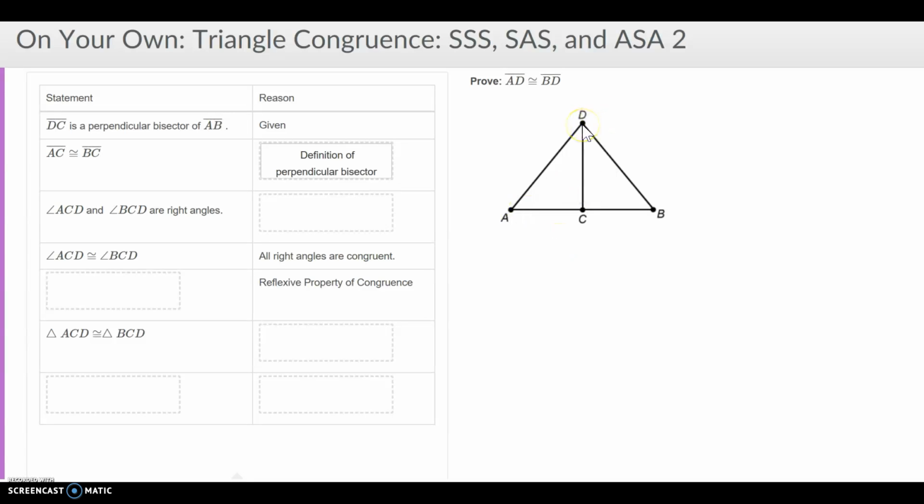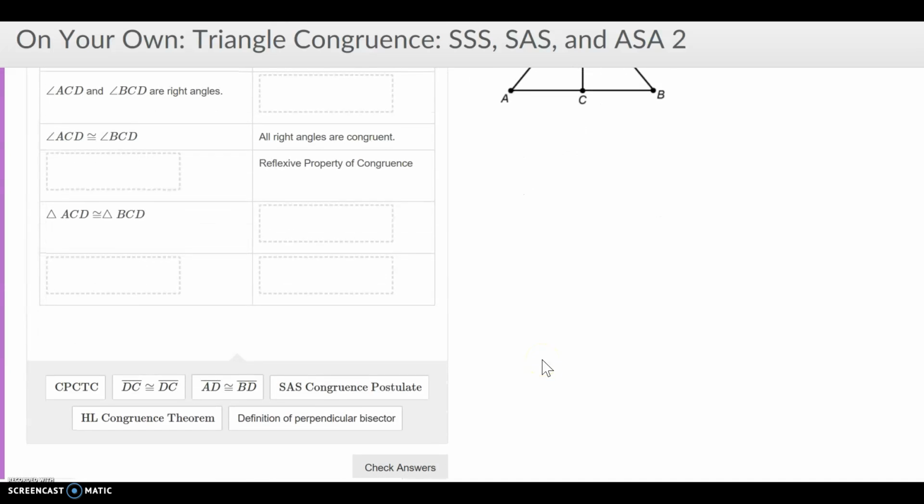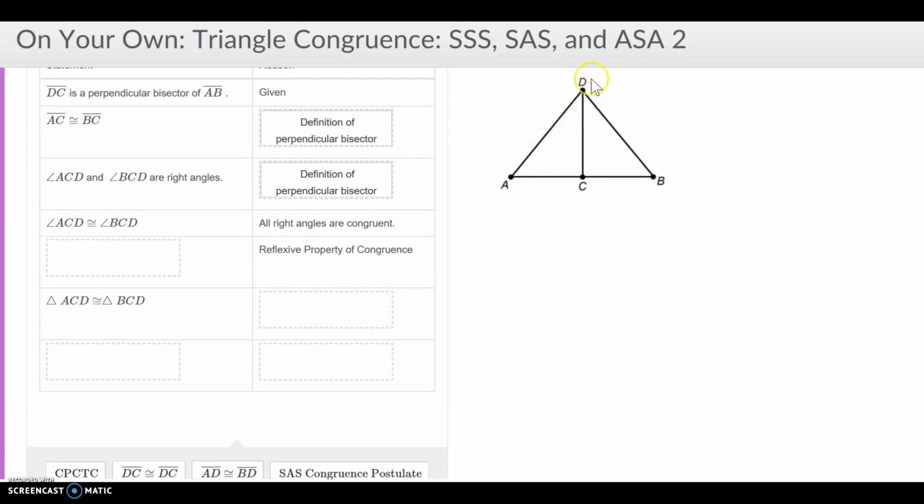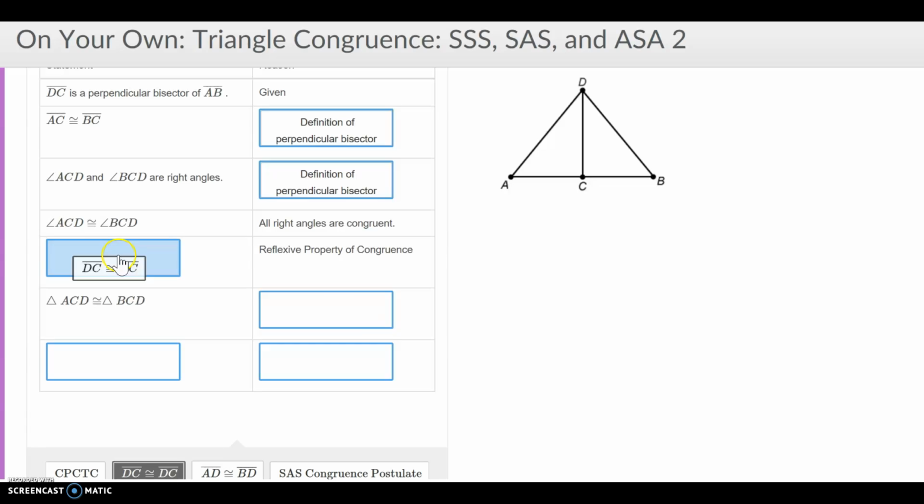We also know that ACD is a right triangle because that's the definition of perpendicular. And BCD is a right angle because of the definition of a perpendicular bisector. We know that these are congruent because all right angles are congruent. And then we know that DC is congruent to itself. That's the reflexive property. So DC is congruent to DC.